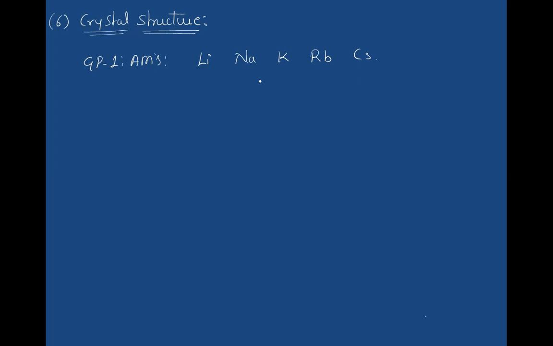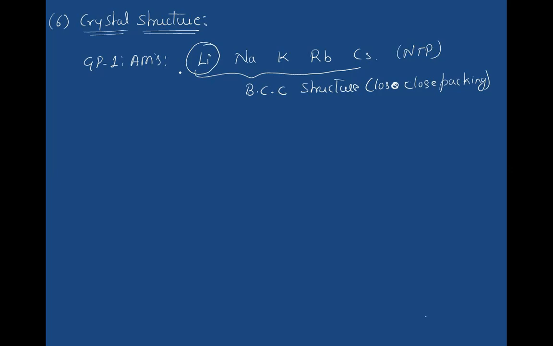So all these elements at NTP conditions possess BCC structure, body centered cubic structure. Due to this, they possess very less close packing, or loose close packing structure.